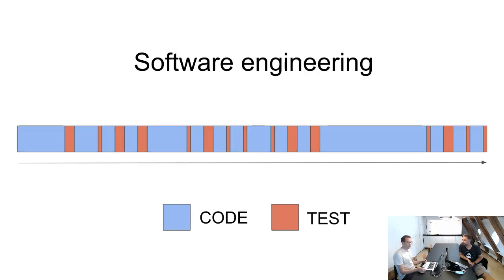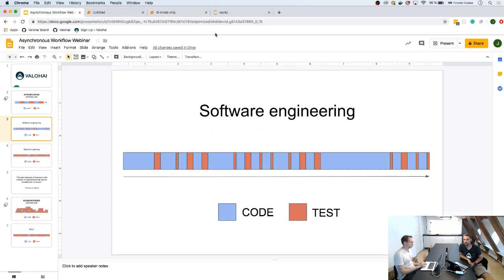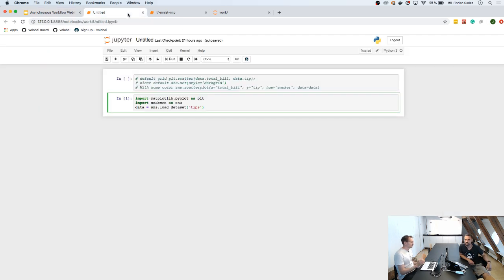In software engineering, synchronous workflow means you code. Once you're done, you want to test if the code works, and maybe it doesn't work, so you have to fix it. You test again, code again, test, code, test. That's the cycle. Let's look at how typical software engineering with a synchronous workflow would work.